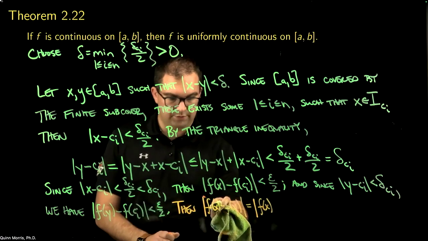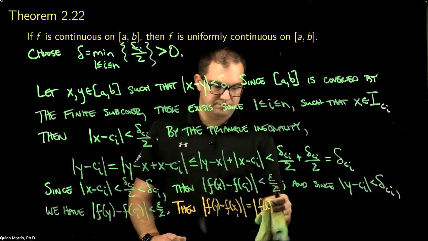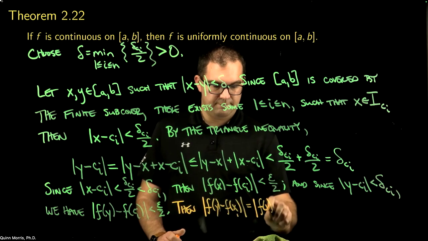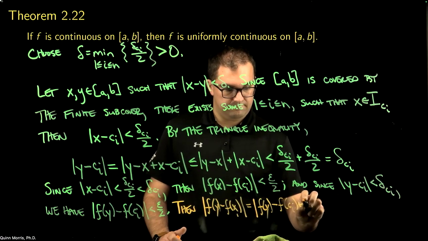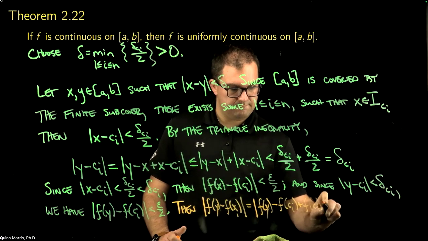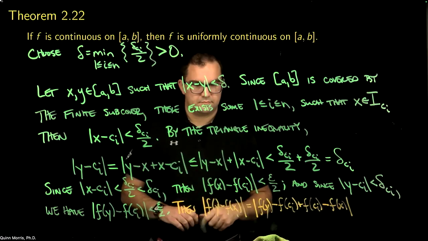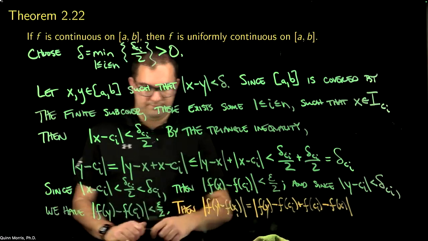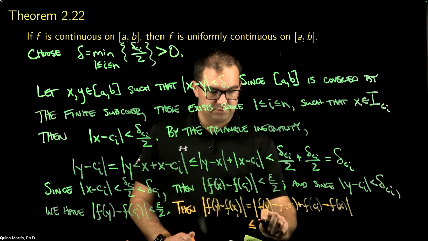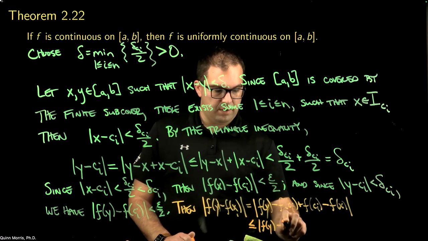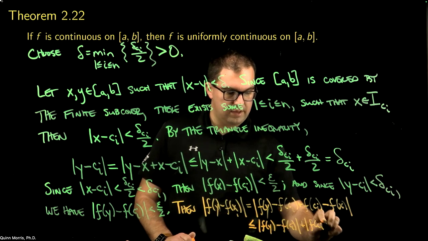Actually, to make this a little cleaner, let's look at f of y minus f of x. It doesn't really make a difference, but if I add and subtract f of c_i, now I can again use the triangle inequality. So by the triangle inequality, I'm going to finish here without having to erase. This will be less than or equal to f of y minus f of c_i plus f of c_i minus f of x.